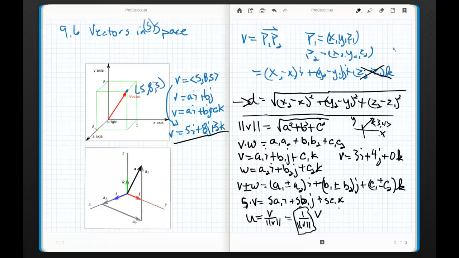And then the exact same move that we used, remember back when we were first playing with these guys? This is u times the magnitude of v is equal to v. All right? Same rules.